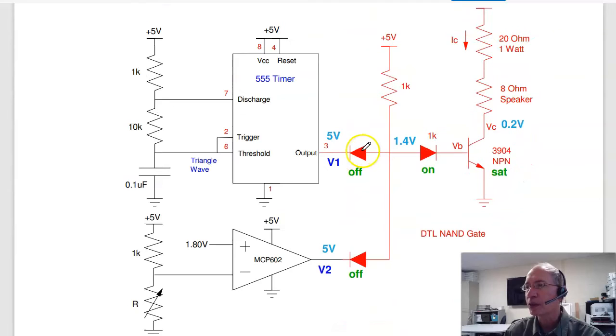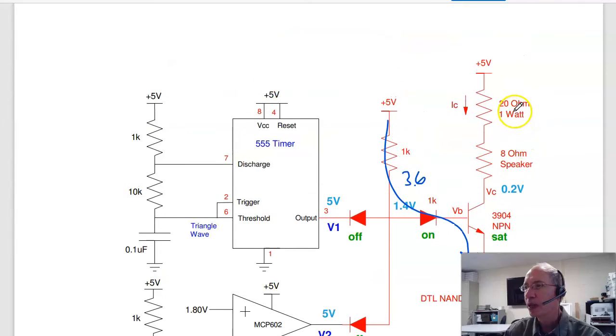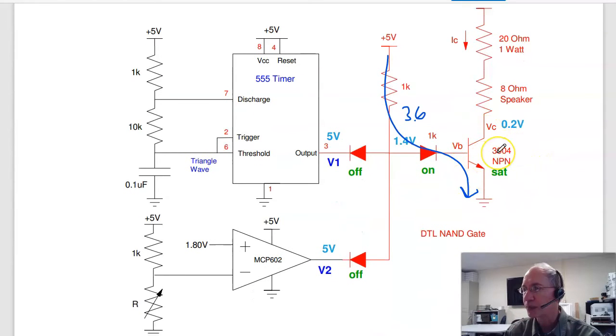When they're both 5 volts, now current flows to the right. I get 5 minus 1.4 volts over 1K, 3.6 milliamps. That allows beta IB, 360 milliamps to flow. I'm only trying to get 5 over 28, about 200 milliamps to flow, so this saturates.